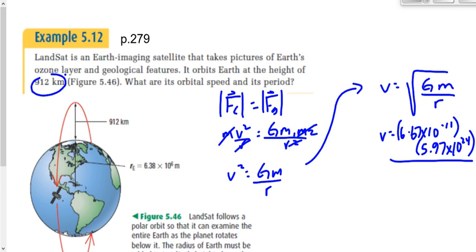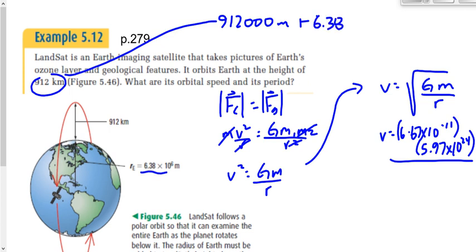We don't want to just use that number. We've got to add the radius of the Earth plus this 912, because remember, that R in the equation is the distance from the center of the Earth, and that's not what we have given to us here. So we're going to say 912,000 meters plus, what is the radius of the Earth? I want to say 6.38 times 10 to the 6. Is that right? Oh, it is on the board. Yes, thank you. 6.38 times 10 to the 6 meters.